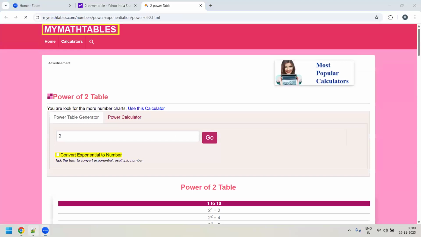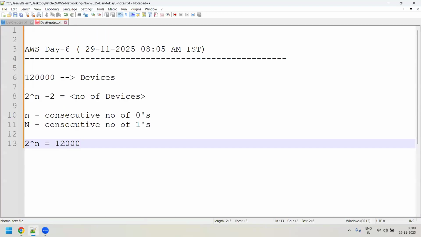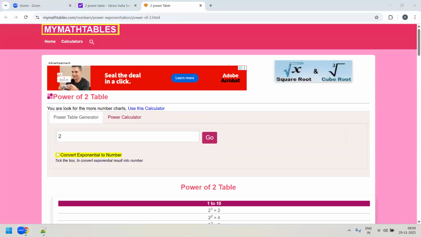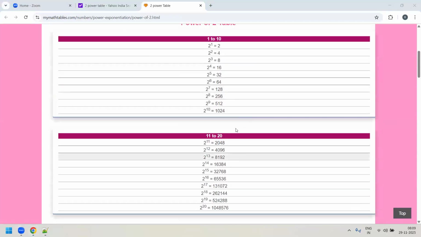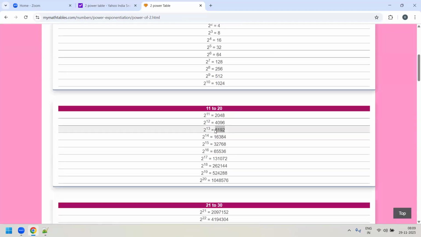If I go to this table, you have 12,000, so you need to just see what is the nearest value. If you come down here, which is the nearest value? 8,192 is less than 12,000. I can't go with that. What about the next? The next is 16,384. So 2 to the power of 14 is 16,384.